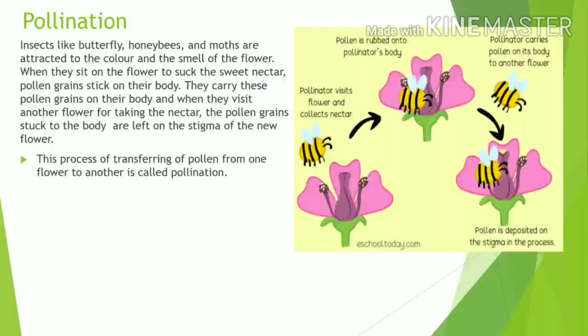So the process of transferring of pollen from one flower to another is called the pollination process. Now look at here, insects like butterfly, honeybee and moths are attracted to the colors and the smell of the flower. When they sit on the flower, they suck the sweet nectar. Pollen grains stick to their body. They carry this pollen grain on their body, and when they visit another flower for taking the nectar, the pollen grains stuck to the body are left on the stigma of the new flower.